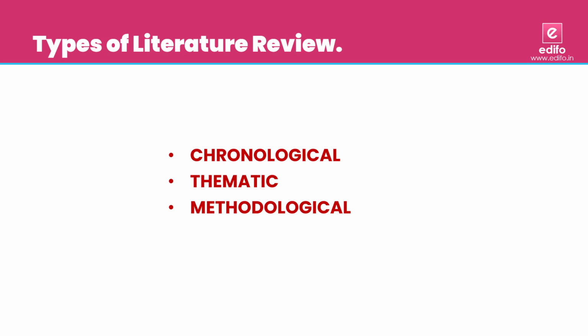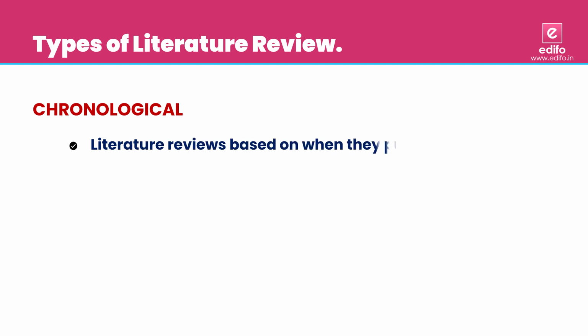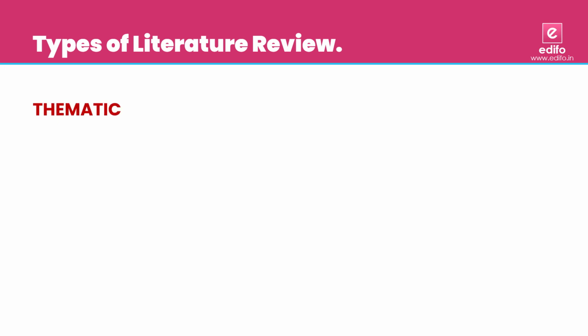Now, check one by one. The first one is chronological arrangement. You can arrange your literature reviews based on when they were published. This is a very commonly used method of arranging the literature. Here, you need to set from oldest to newest. A researcher can follow chronological arrangements when the research needs to establish a series of development concerning the topic under research.